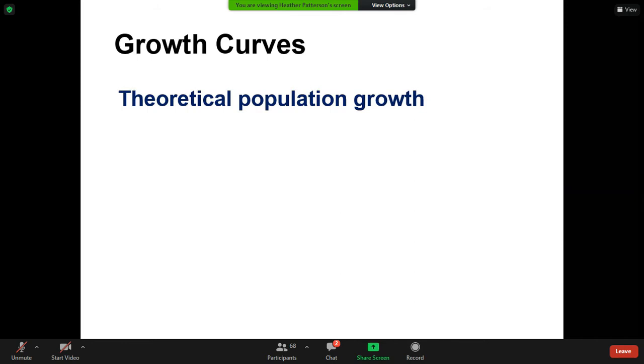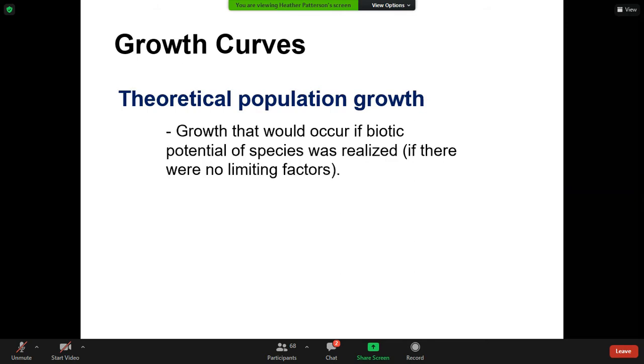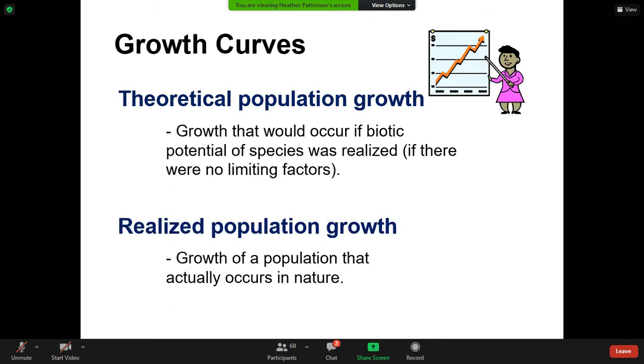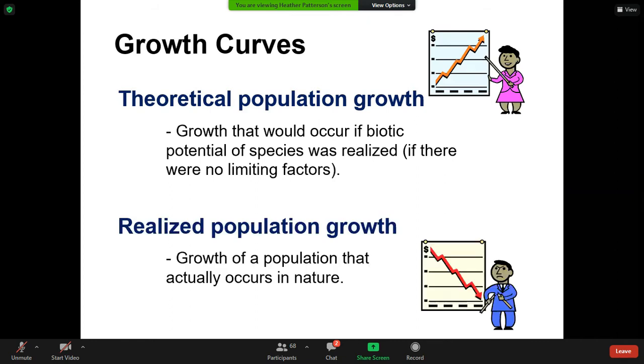So our growth curves. Theoretical population growth is the growth that would occur if the biotic potential of a species was realized, i.e. if there were no limiting factors. Realized population growth, however, is the growth of the population that actually occurs in nature.